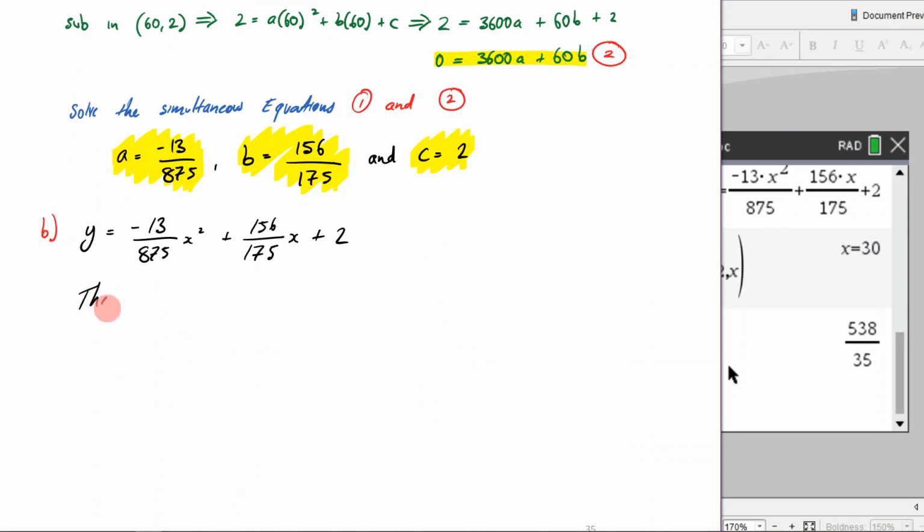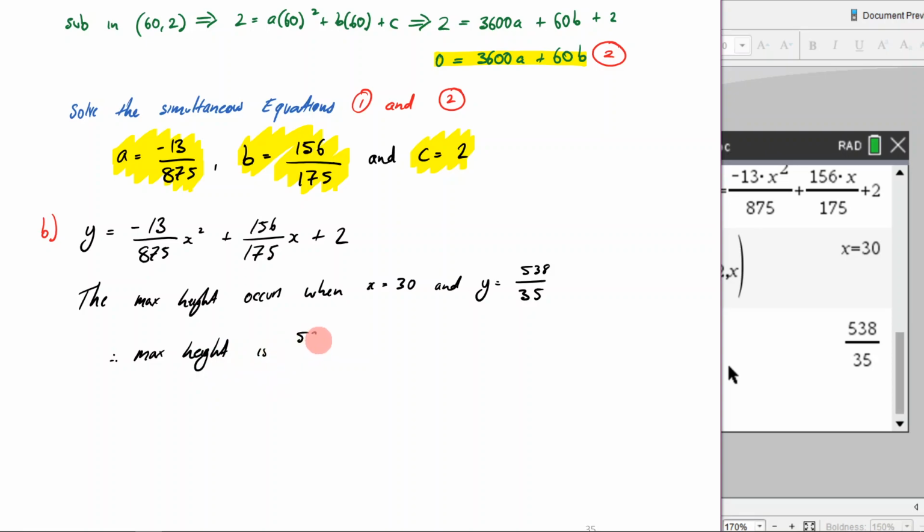The max height occurs when X is equal to 30 and Y is therefore 538 over 35. Therefore, max height is 538 over 35 meters. And just like that, that is my answer.